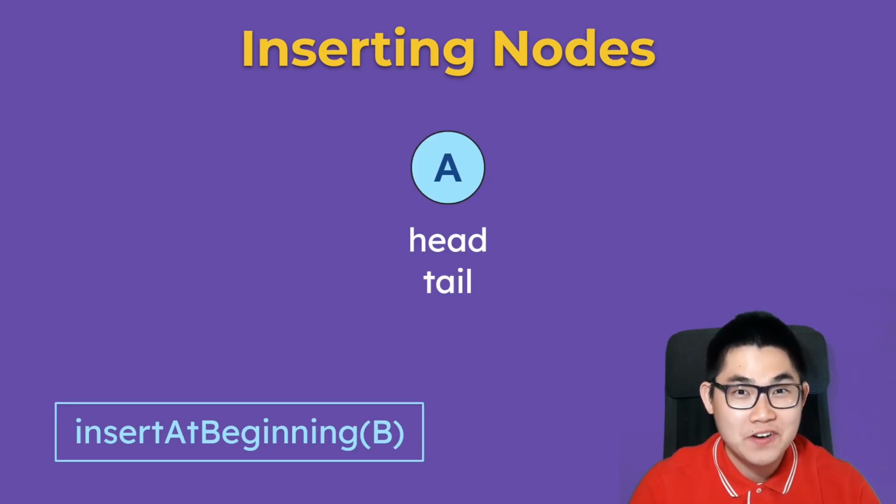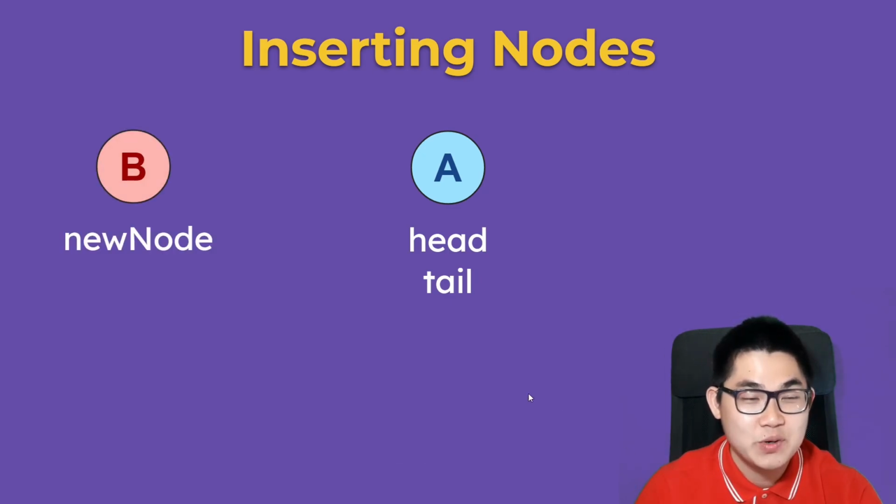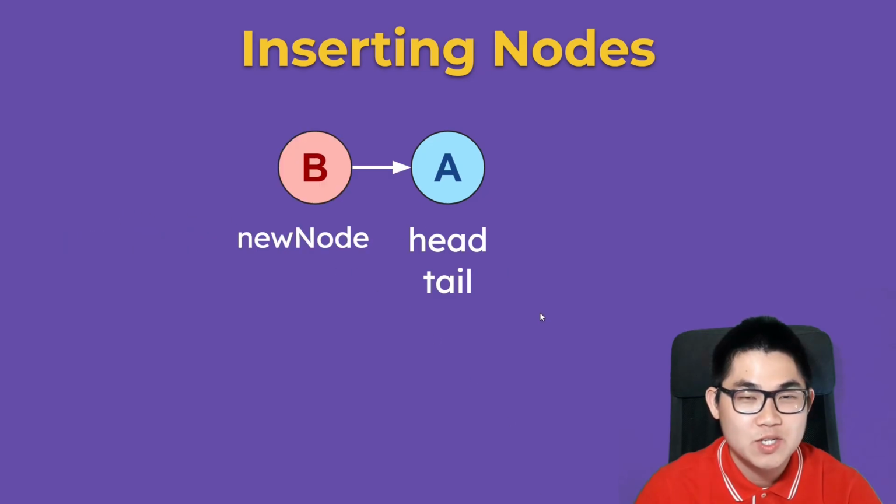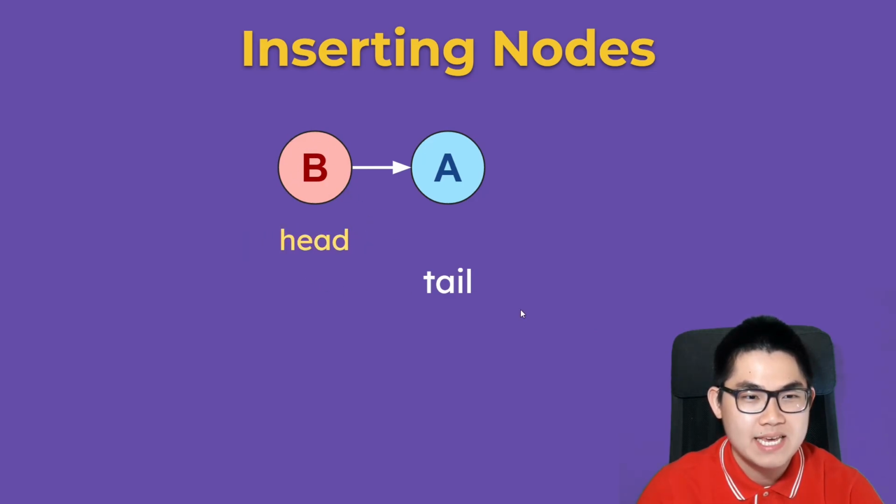Let's go through the first case, which is inserting nodes at the beginning of the linked list. So here is our current linked list, and we're gonna call insert at beginning with the value b. The first step is to create the new node. The second step is to connect the new node to the head node. And we need to update our pointers here because b is now the new head. So we make b the head, and that's basically it.